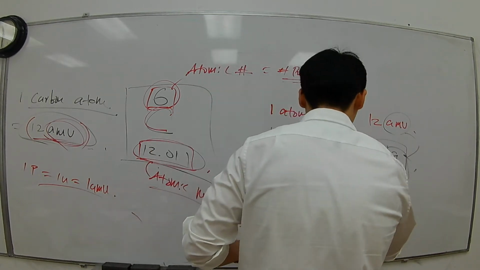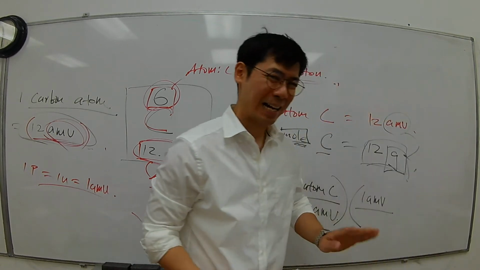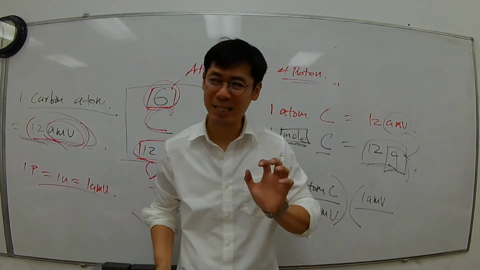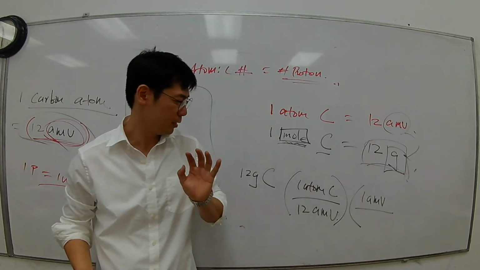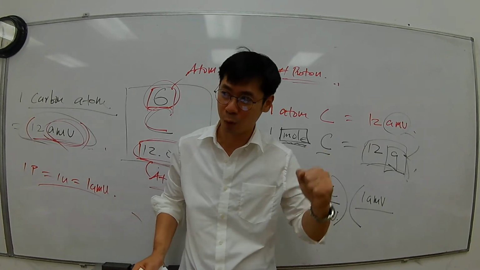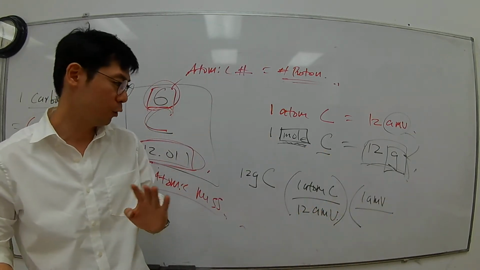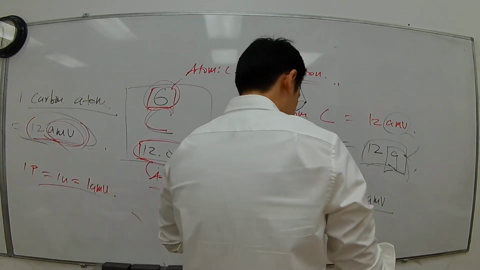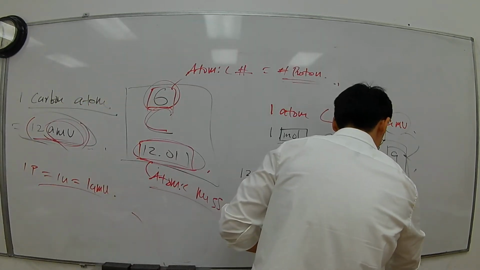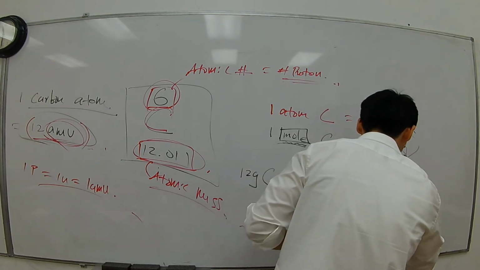And 1 AMU is about the mass of a single proton. I don't think for AP Chem you have to know the mass of a proton or neutron; it might be given to you. Its mass is 1.67 times 10 to the power of negative 24 grams. I memorized this number actually.